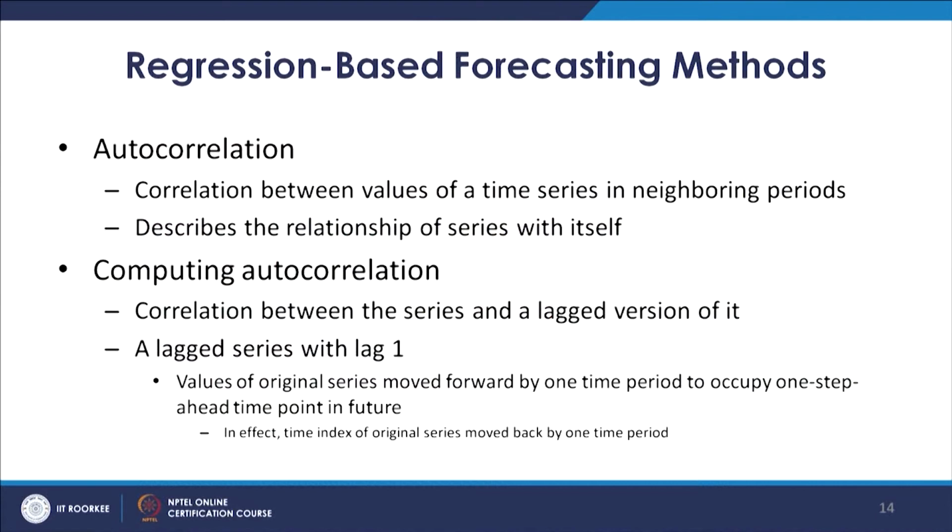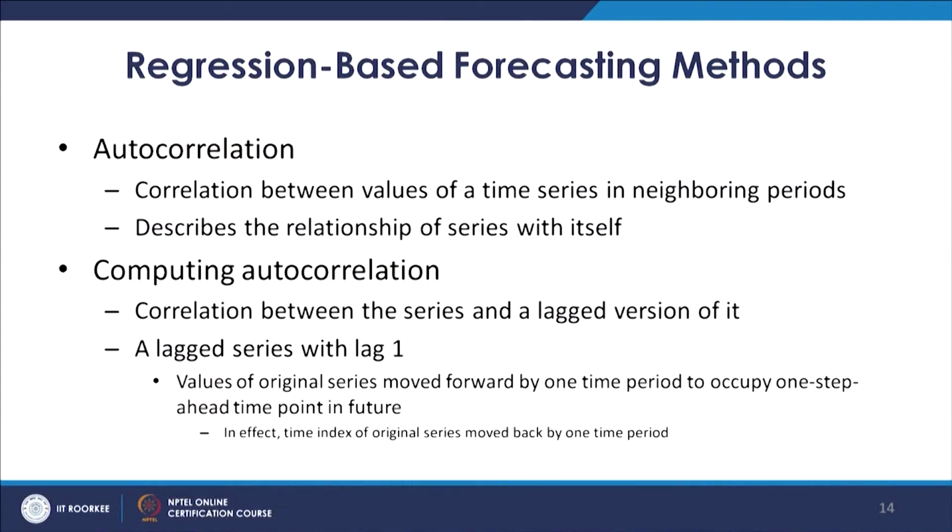Before we can actually account for this autocorrelation in our forecasting model, we need to find a mechanism to compute autocorrelation. Because autocorrelation is also a form of correlation itself, essentially we would be computing the correlation between the series and a lagged version of the series itself. So, this is how we are going to compute it.